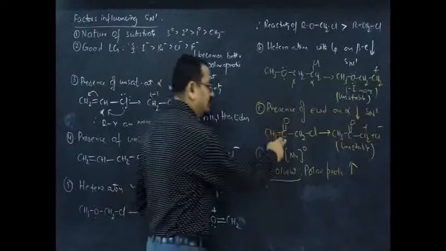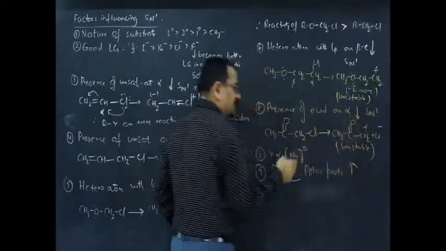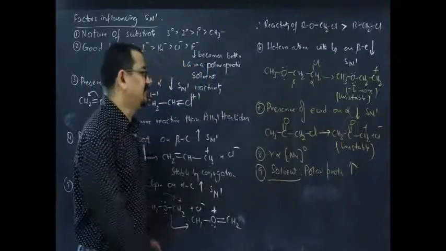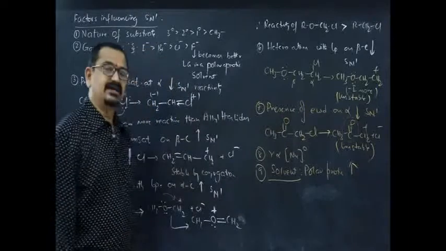Presence of an electron withdrawing group, see, carbocation is generated. Because of the withdrawing nature, the carbocation will become unstable. In that way, an electron withdrawing group at alpha also decreases SN1 reactivity.